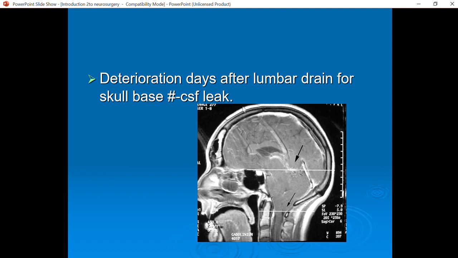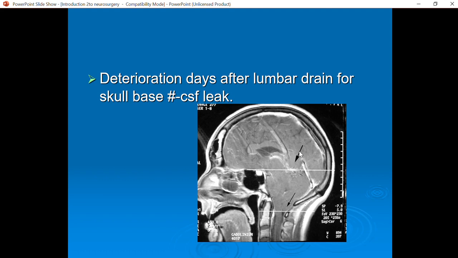Remember, this is just to show, this is a brain MRI sagittal cut. It shows a case of a patient who had deterioration days after lumbar drain. Remember that the treatment of skull base fracture with rhinorrhea or otorrhea is first conservative, as we mentioned, then lumbar drain, then the third stage is surgery. This is a patient who had rhinorrhea and was treated by lumbar drain.